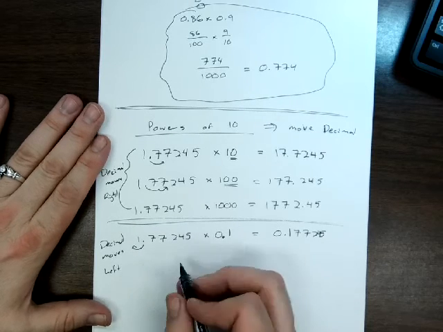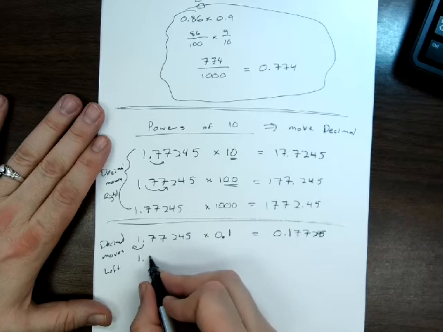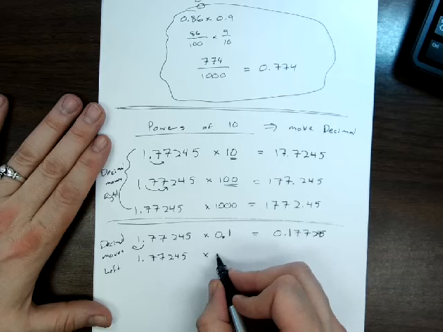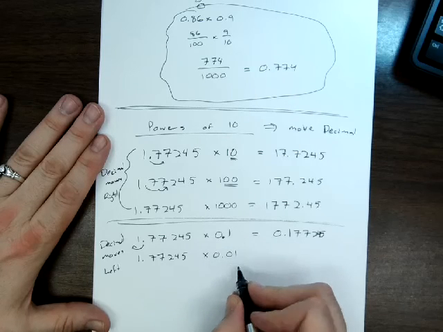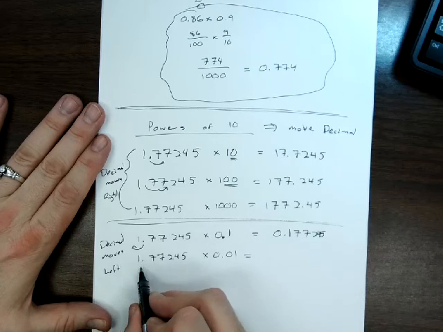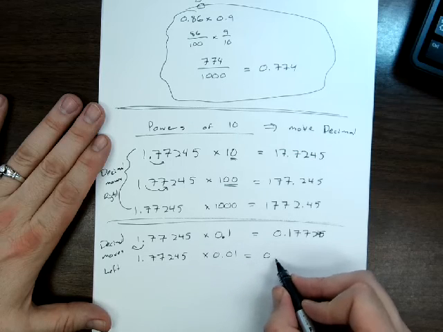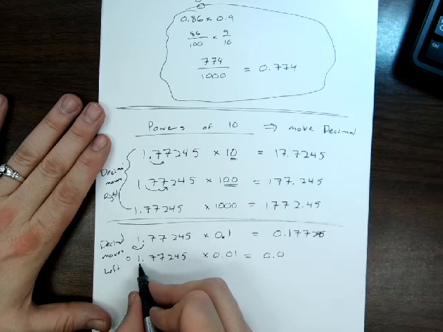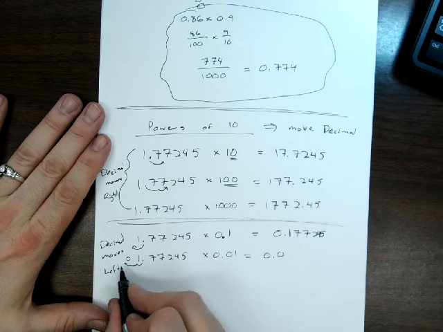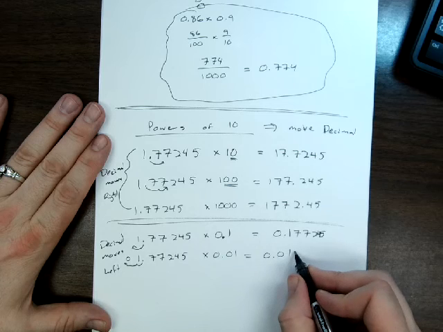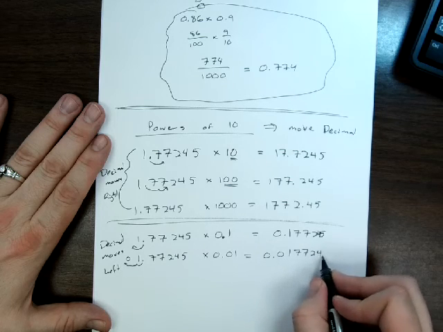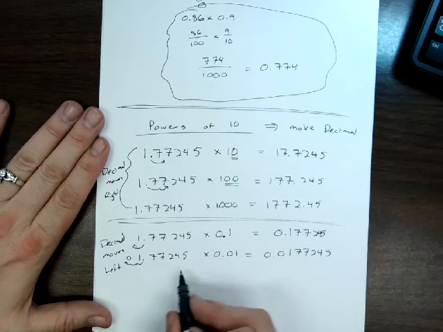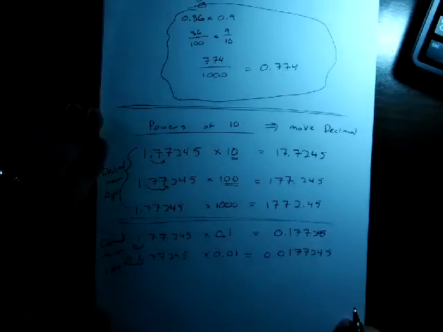Okay, well, let's do it again. 1.77245. And if I were to multiply this by 0.01, by 100th, this is just going to move that decimal place 2 spaces out. And I would have to actually add on a leading zero in order to do that, not a trailing zero. So notice that these powers of 10, all they do is shift where our decimal place is going to sit.